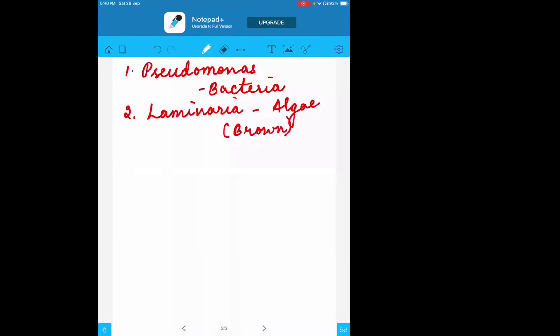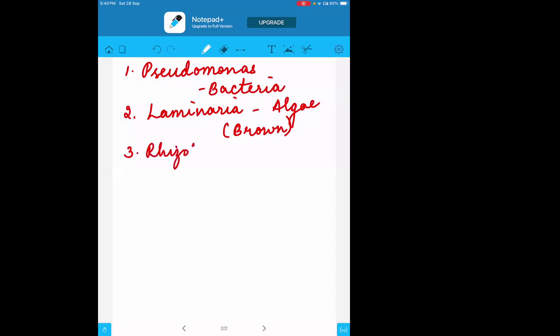Now, the reason why I'm making you write this, children, is that if you know what they are, and in the paper they give you just the word Laminaria, then by knowing that it is the algae, you can easily solve the answer, right? So that is the reason I am making you write this. Otherwise, you have never heard this word Laminaria, right? So if you are not aware, you will not be able to write.